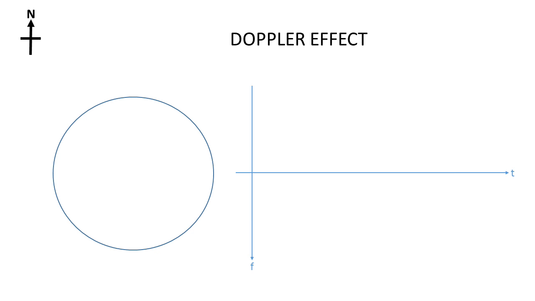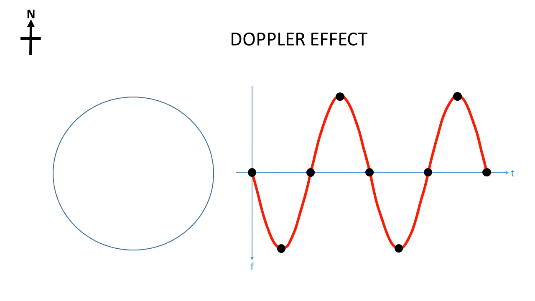If we plot these 4 positions on a graph against time, we get this. If instead of taking just 4 points per rotation, we consider all points on the antenna's circular path, we get a sine wave.